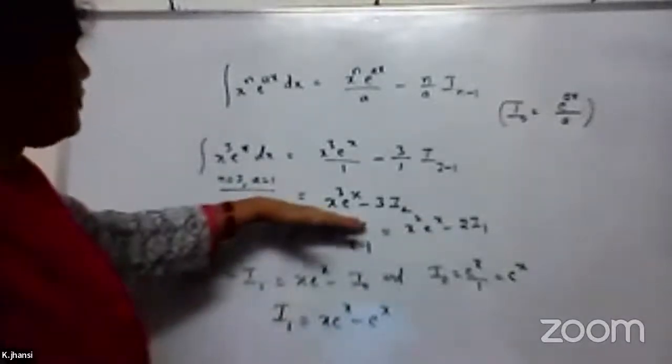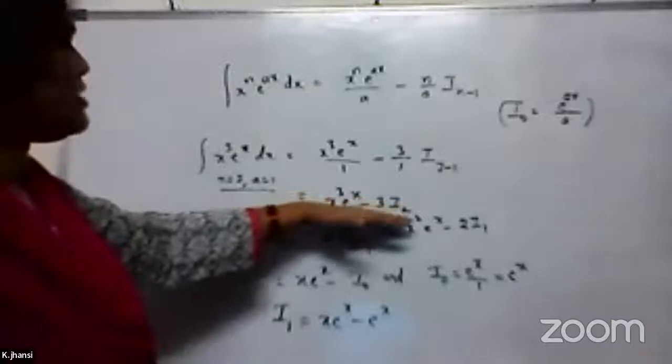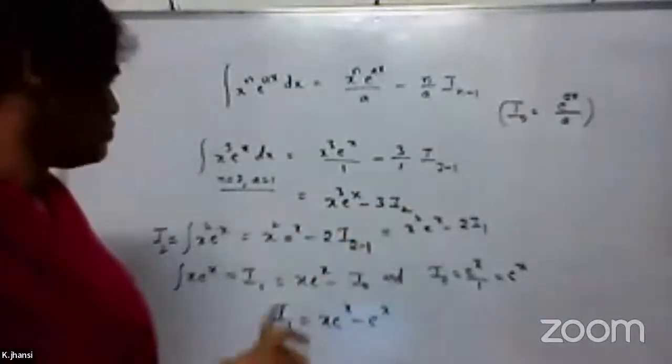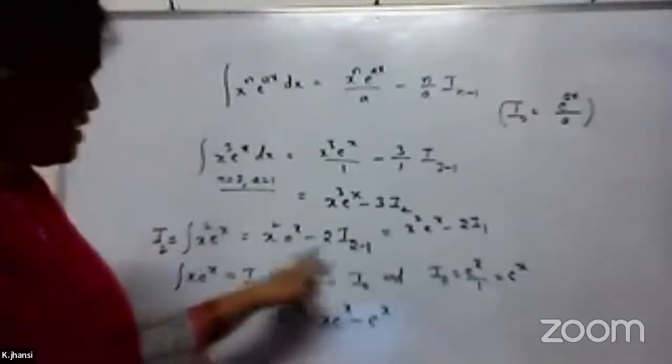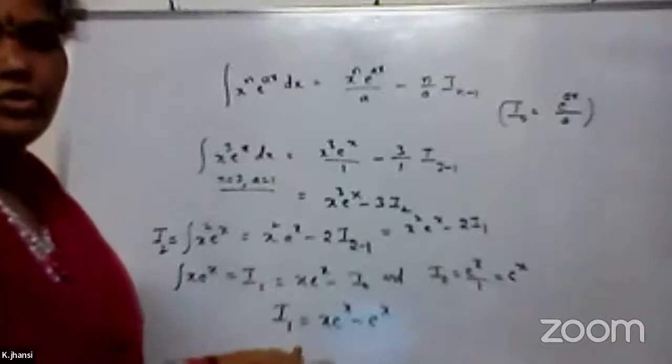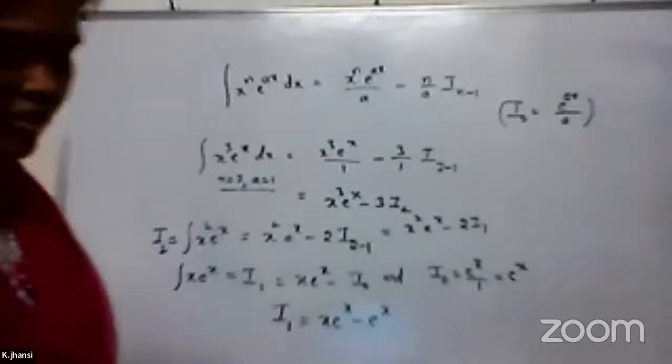Now here x cube e to the power of x minus 3 I2. You substitute the I2 value. What is I2 value and what is I1 value? Then you will get the solution.